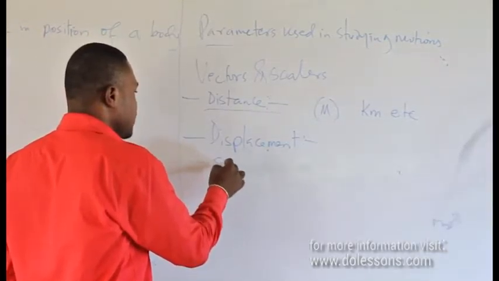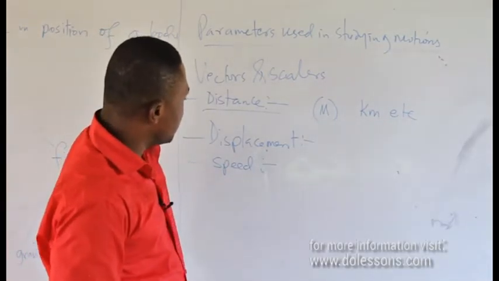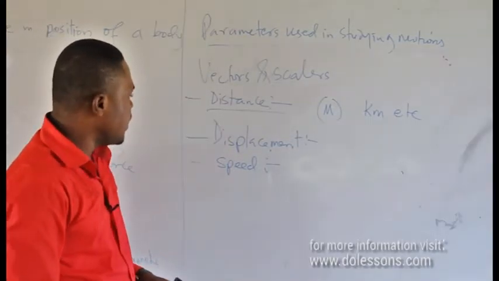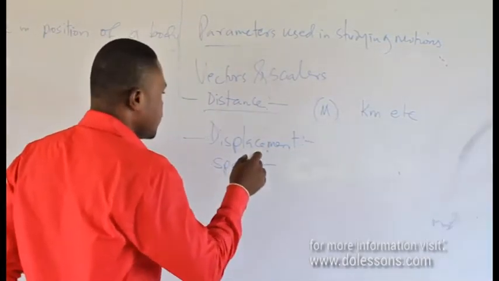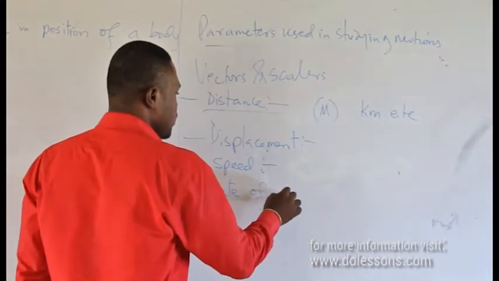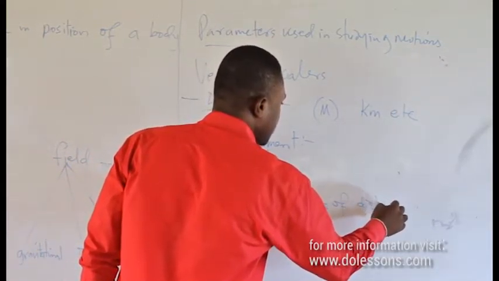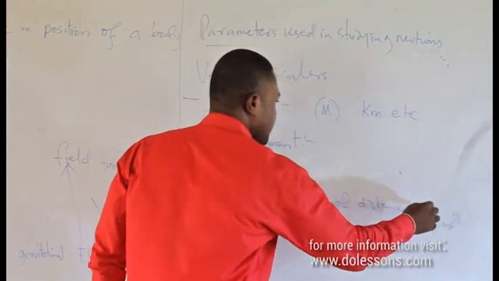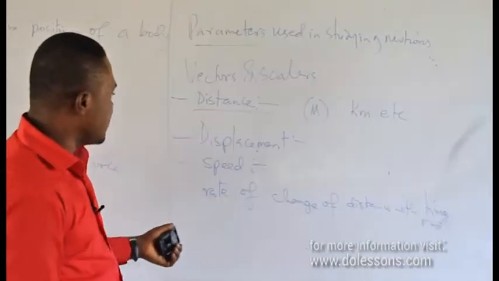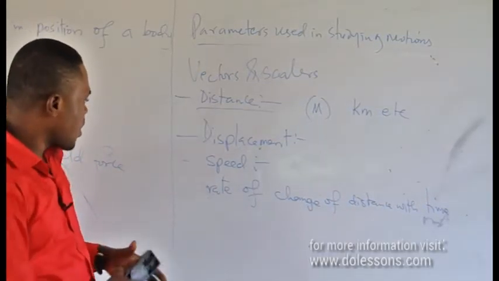We also have speed. Speed is a rate of change of distance with time. It is a scalar quantity since it gives no regard to the direction in which the body is going.